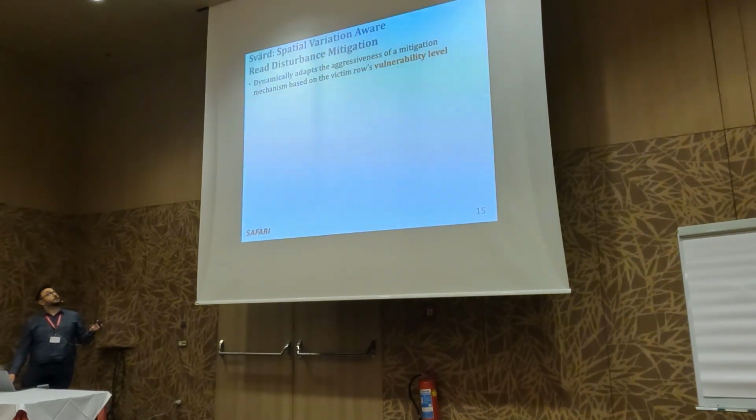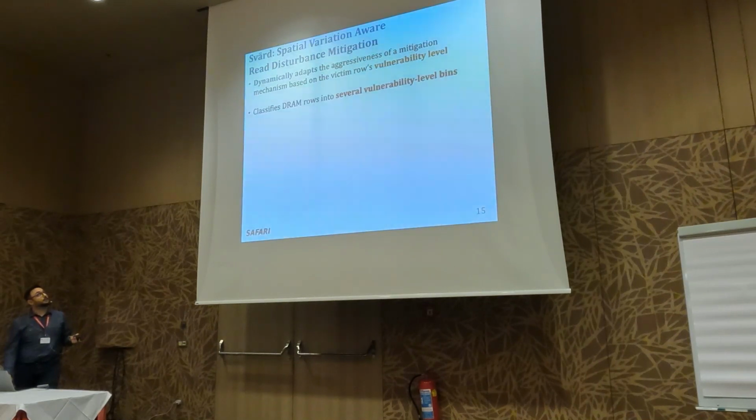So we come up with a mechanism called Svärd, Spatial Variation-Aware Read Disturbance Mitigation. It dynamically adapts the aggressiveness of existing mitigation mechanisms based on the vulnerability level of the row under attack.